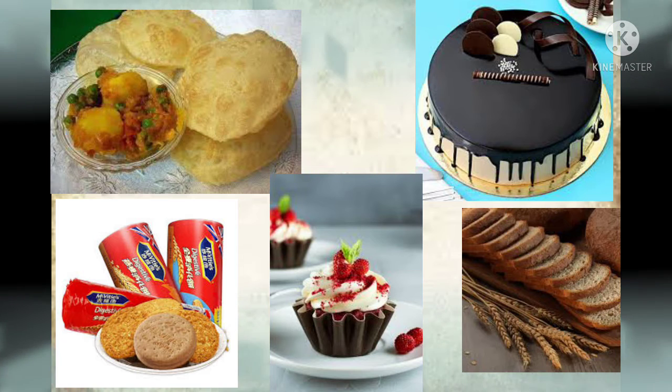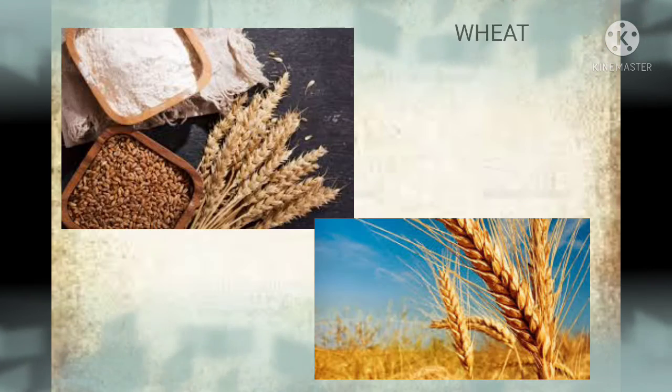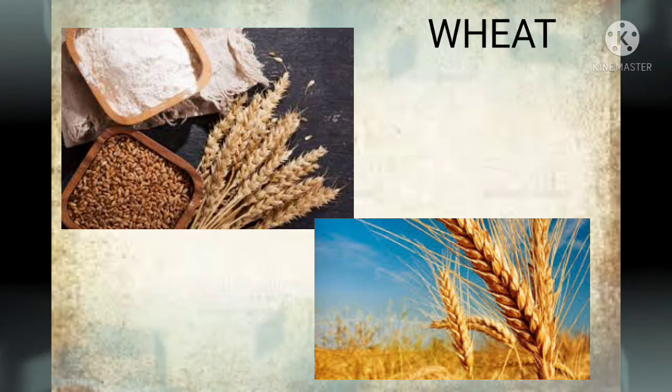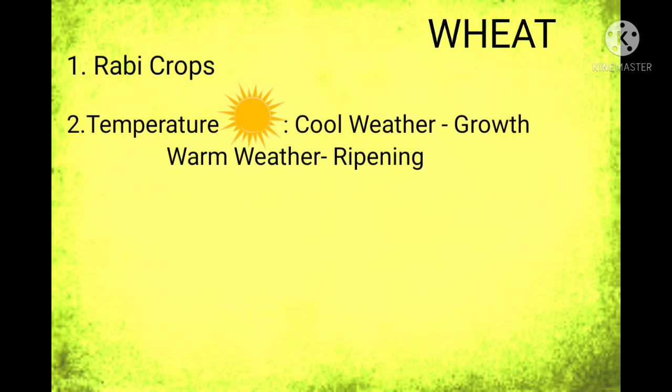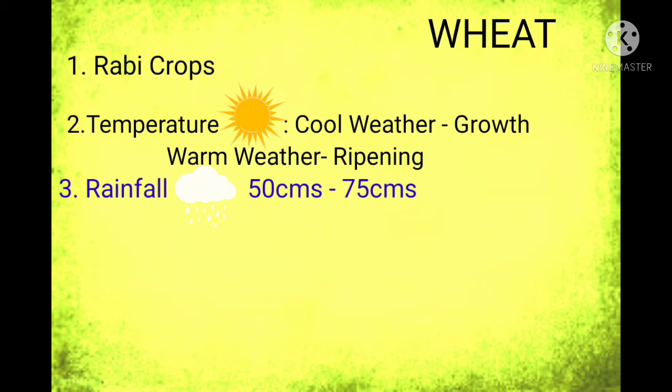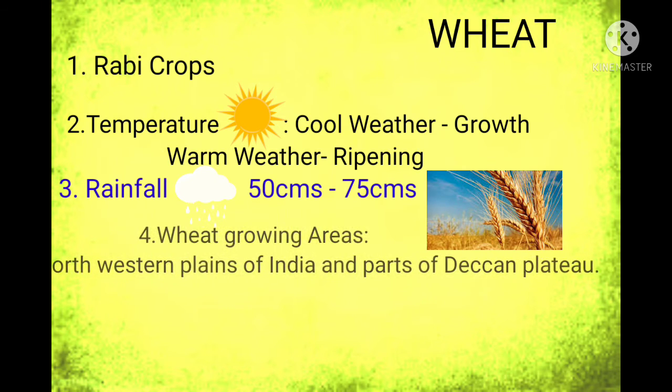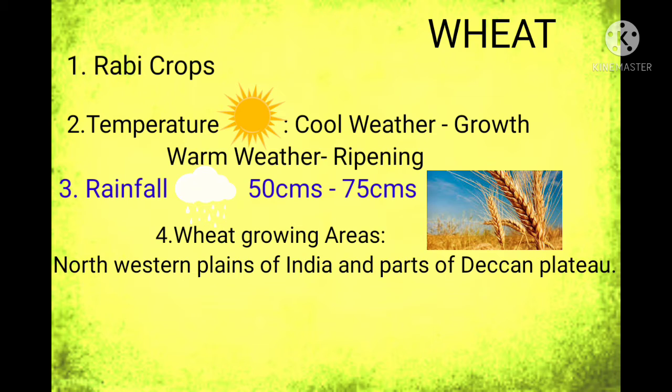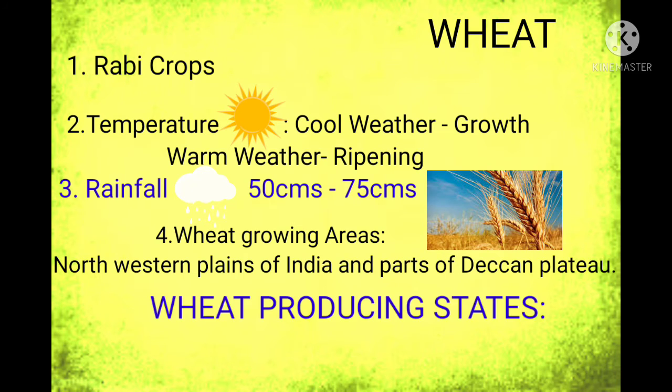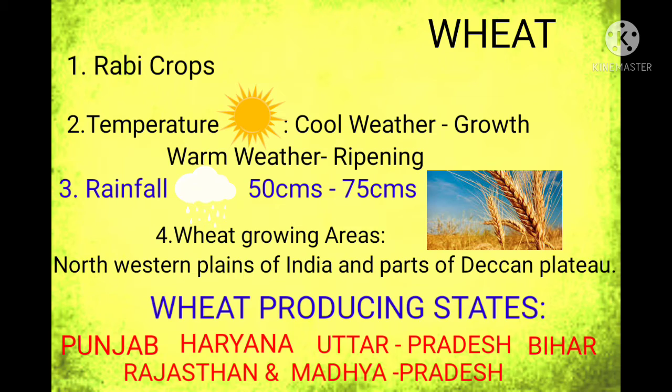Now if you again see the pictures of the mouth-watering puris and the delicious biscuits, cakes and bread that you all eat, they are made from wheat or wheat products. So let us understand something about wheat. Wheat is a rabi crop that requires cool weather for growth and warm weather for ripening, and it requires 50 to 75 centimeters of rainfall. Wheat is majorly grown in the northwestern plains of India and parts of the Deccan Plateau. The main wheat producing states are Punjab, Haryana, Uttar Pradesh, Bihar, Rajasthan and Madhya Pradesh.